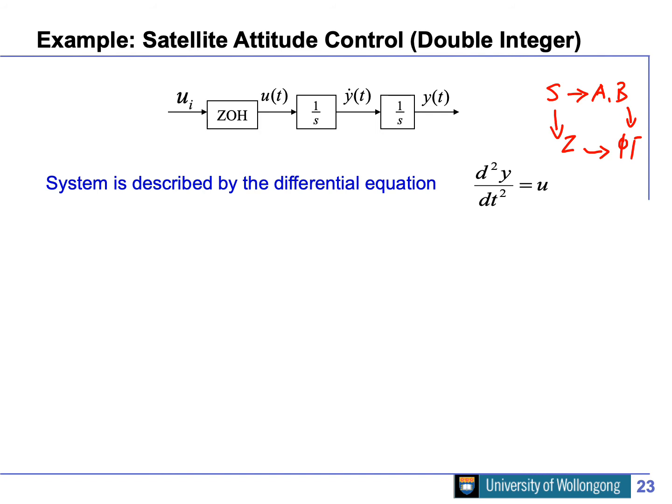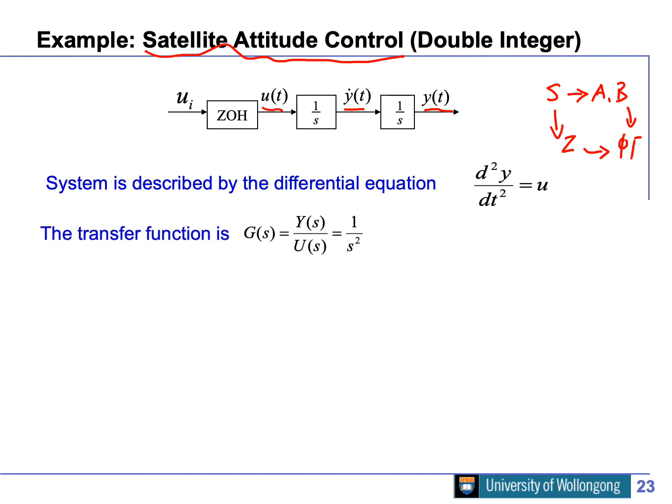So look at the physical model first. This is a satellite attitude control. Basically, we control the orientation or the facing of the satellite. So the angle of the satellite is y(t), that's the output. And the system will actually control the acceleration of this angle. So acceleration with one integration, you get speed. And integrate again, you get the position or orientation. So the transfer function is quite straightforward. G(s) is equal to Y(s) over U(s), which is 1 over s squared.